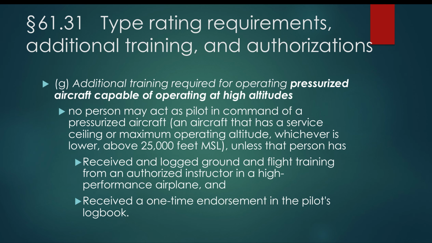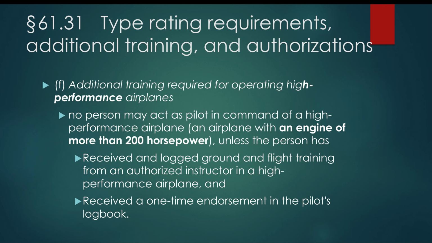Okay, back to exact same verbiage, but for high performance aircraft. And high performance aircraft is an airplane with an engine of more than 200 horsepower. So if you're flying an airplane that has four engines that are all 200 horsepower each, it's still not a high performance aircraft because none of the engines have more than 200. Okay, so any engine on the aircraft has to be 201 or greater horsepower for it to be considered high performance. Anyway, same thing. Receive and log ground training and flight training and get an endorsement. No new check ride and stuff like that.